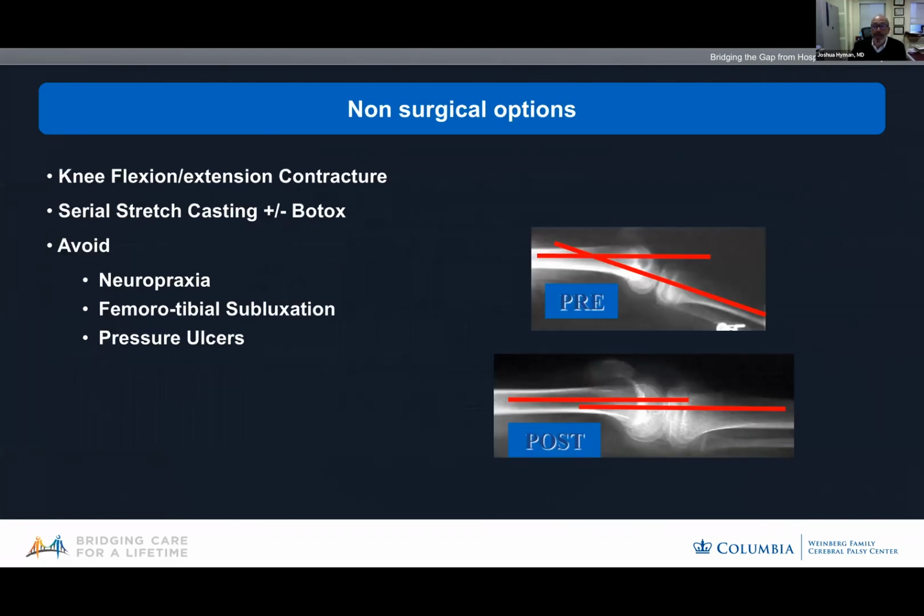Early on, we can employ some non-surgical options. We can treat the knee flexion and extension contractures with serial casting, with or without Botox. You need to be careful and do this gently. You want to avoid any neurological injury, because of course the sciatic nerve resides right behind the knee and can often be stretched unintentionally. You can also cause instability of the knee joint and get subluxation. And if this is done with casting, you can develop pressure ulcers. But if you do it gently, you can actually have quite a nice result.